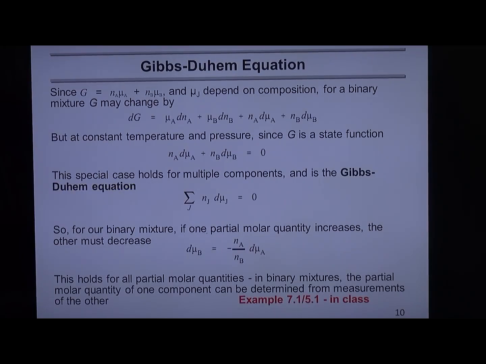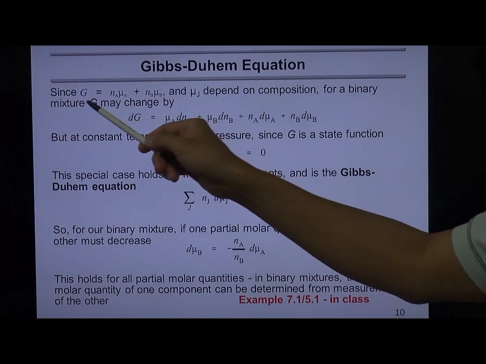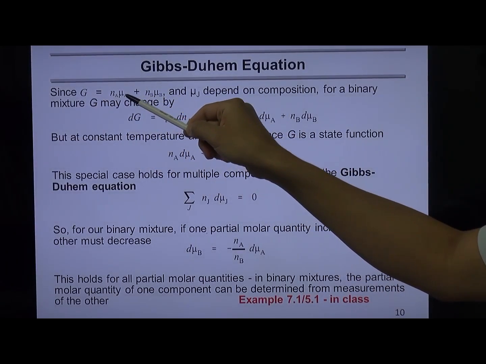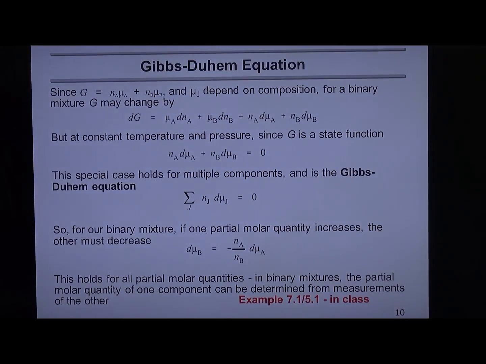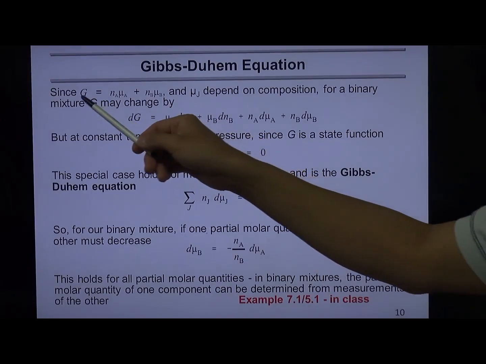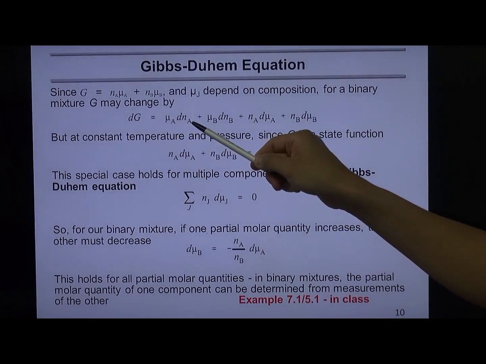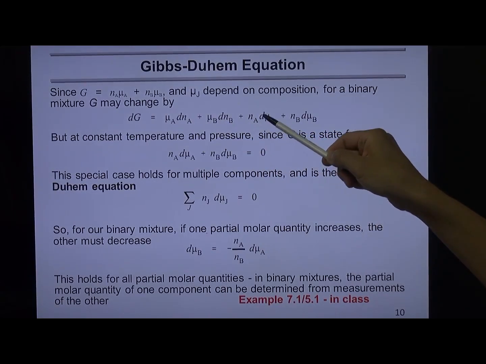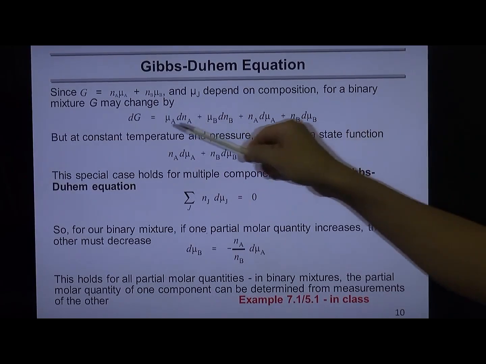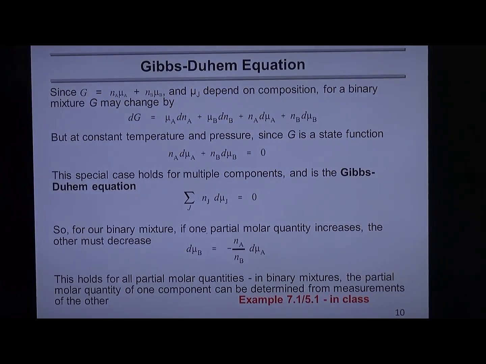Gibbs-Duhem equation. Remember this relation: total Gibbs energy is NA mu A plus NB mu B. And if you take the derivative on both sides, dG can be represented as this: mu A dNA plus mu B dNB plus NA d mu A plus NB d mu B. You just take the derivative on both sides of all the variables.